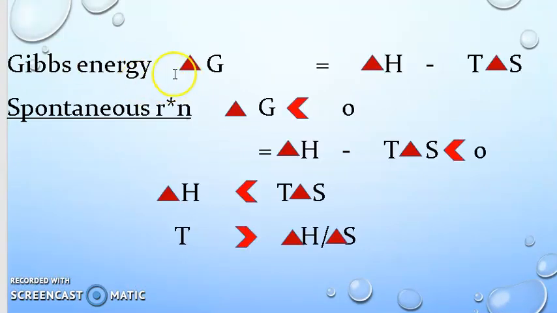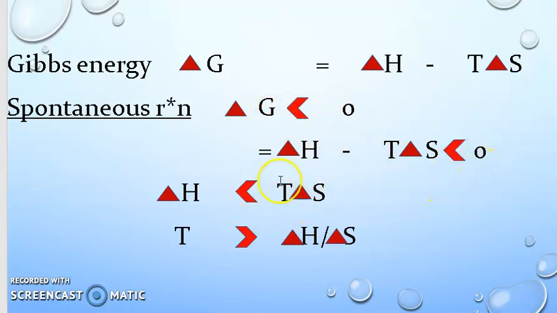According to the Gibbs energy equation, del G is equal to del H minus T del S. This is the standard equation for the Gibbs energy, right? For the spontaneous reaction, del G is less than 0. So what is the value for del G here? We substitute the value: del H minus T del S. So this value is less than 0, because del G is less than 0.